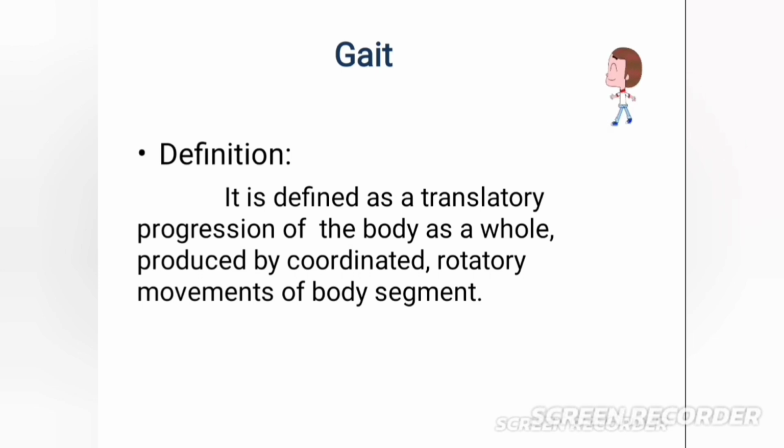So what do you mean by the gait? It is defined as a translatory progression of the body as a whole that is produced by the coordinated rotatory movements of the body segments. When you walk in a straight direction, that is the translatory progression of the body. And how is it produced? Your body segments, your upper limb and lower limb, have rotatory movements that occur in coordination to move your body in the forward direction. So that is gait.